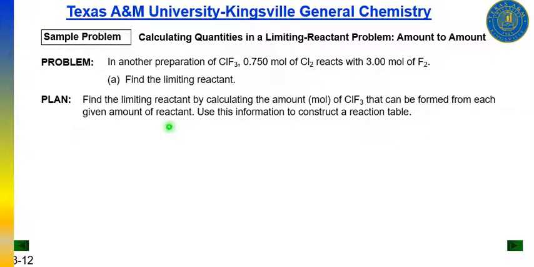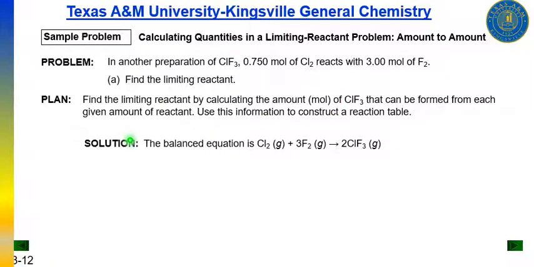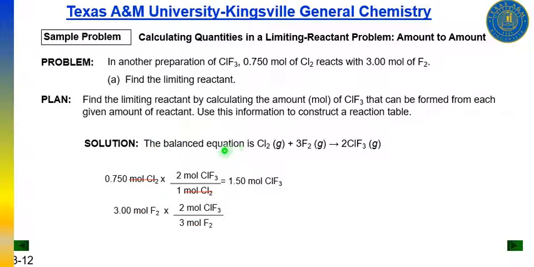Plan. In order to find the limiting reactant, we are going to calculate the moles of your product which can be formed from each reactant, chlorine and fluorine. And also we must write down the balanced reaction accurately. And then you can use this information to construct your reaction table. Solution. Step 1. Balance the chemical reaction.